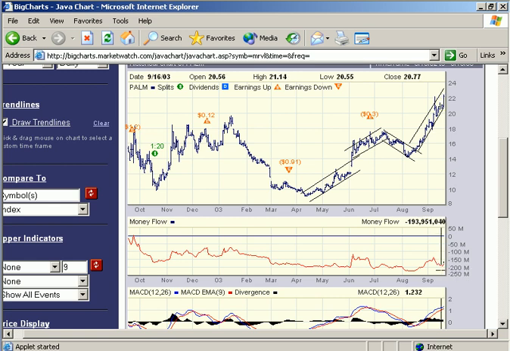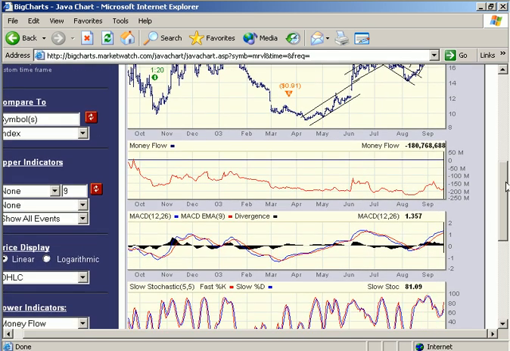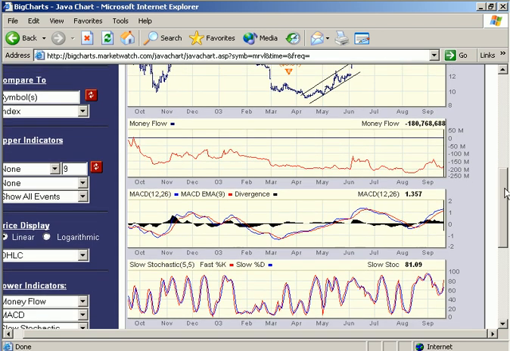And right about here, we do see heavy buying indicated by an angle in the actual money flow. It was going down, but it looked like it curved up. Okay, so we do have a bull trend on the money flow. Let's scroll on down and get the rest of our indicators here.